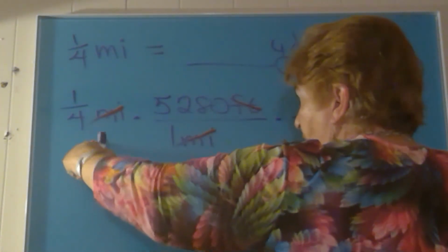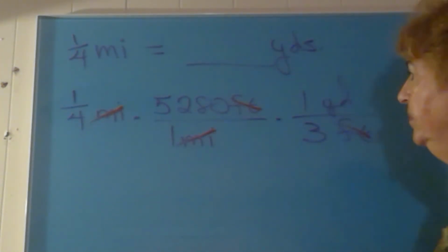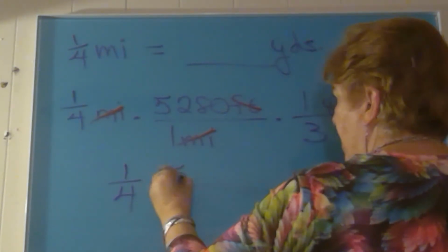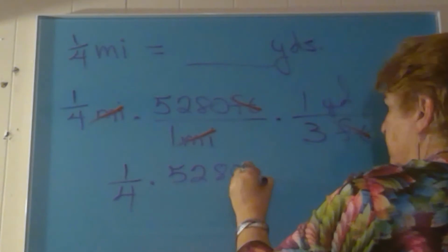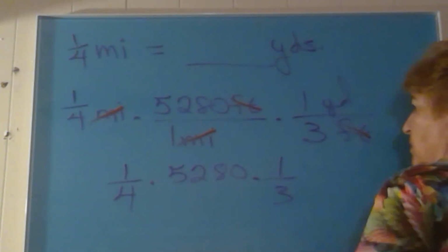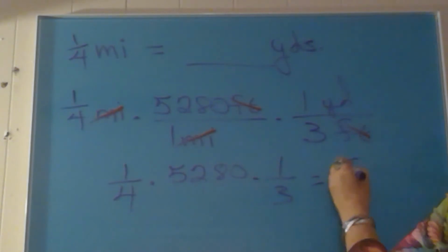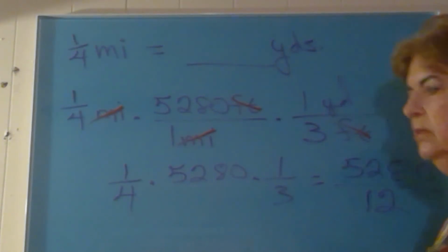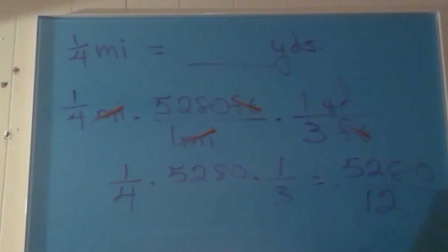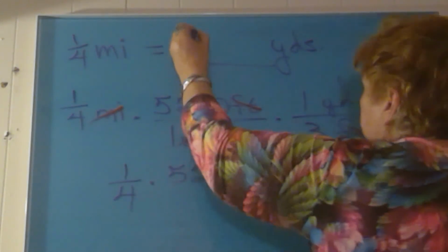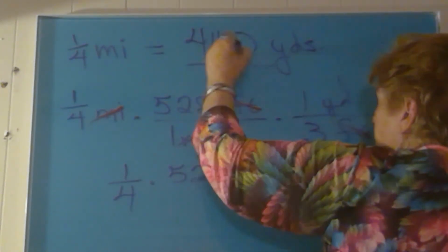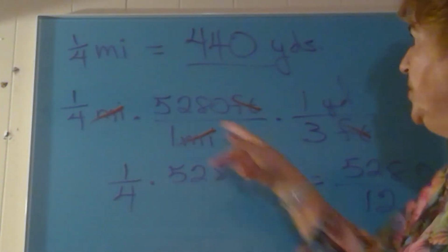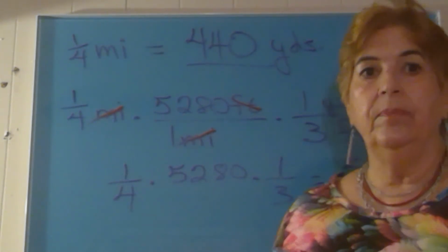Well, this is actually a fraction, which means that's in the denominator. If you just look at the numbers, you have 1/4 times 5,280 times 1/3. Or that's 5,280 divided by 12. And if you put that in your calculator, you will get 440 yards. Is the same as 1/4 of a mile.